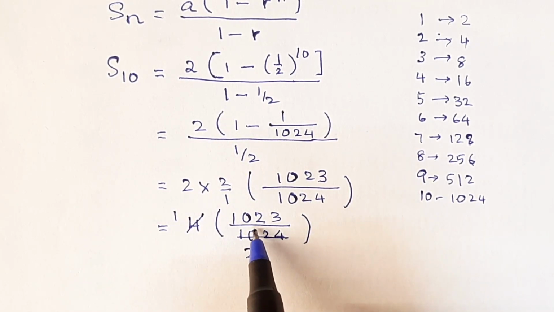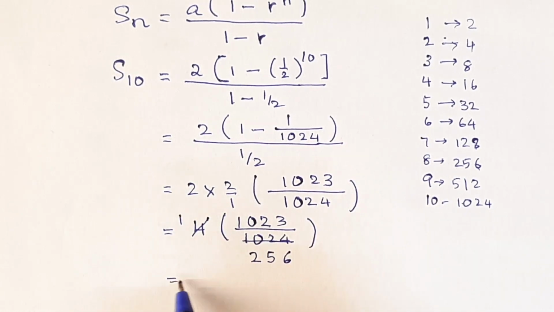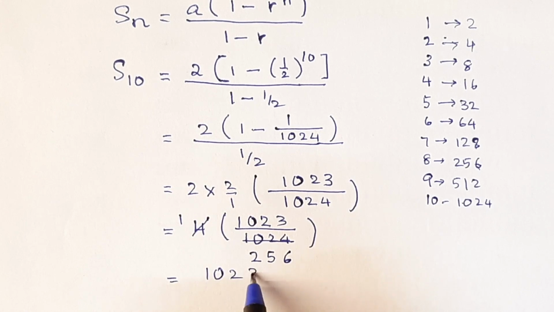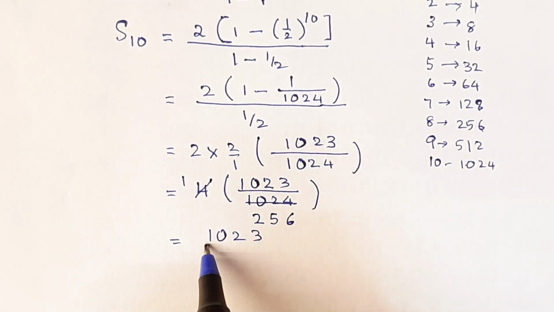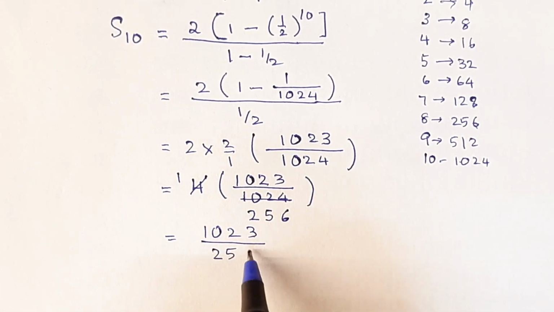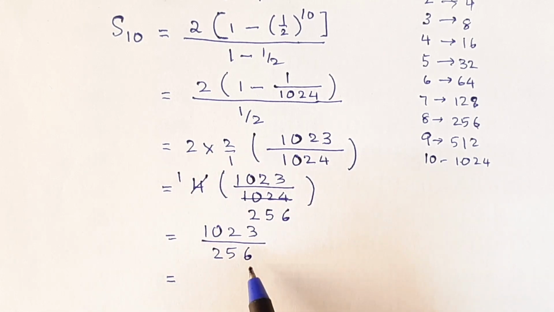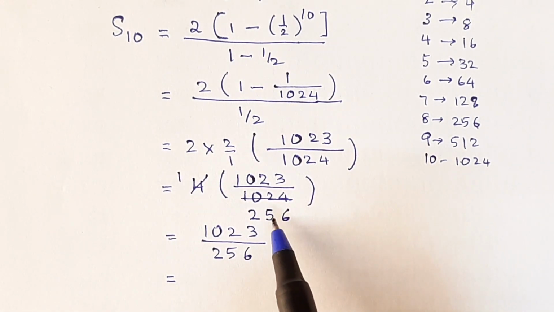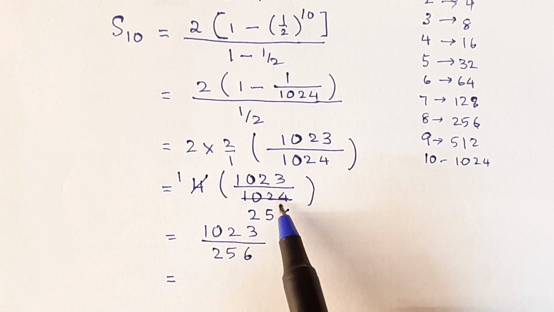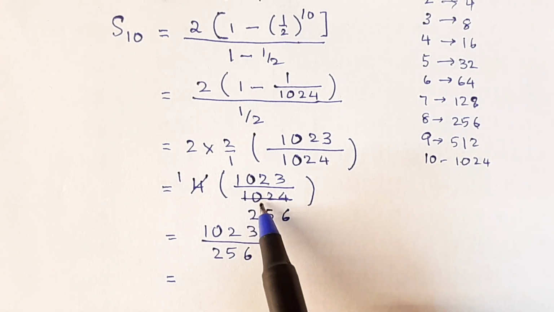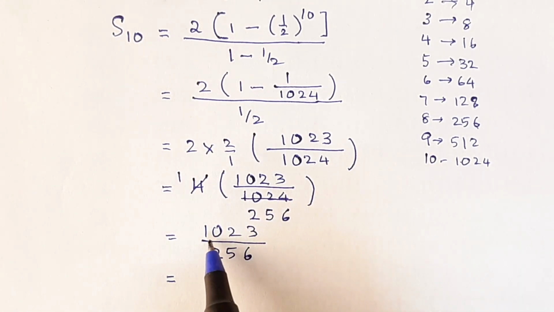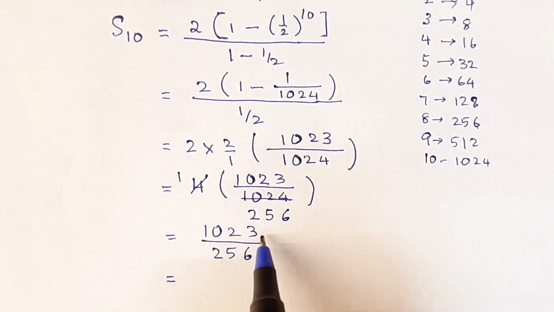4 2's 8, remain 2, 4 5's 20 and 4 6's. So we have 1023 upon 256. Now remember 256 goes 4 times in 1024, and so in 1023, 256 will go 3 times.